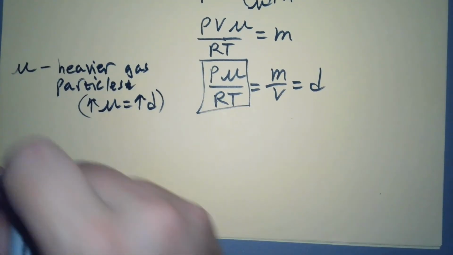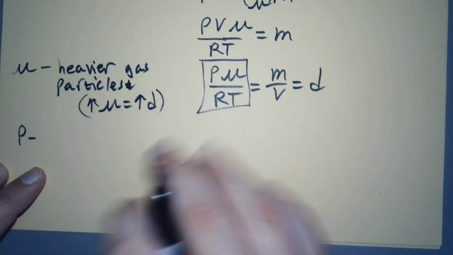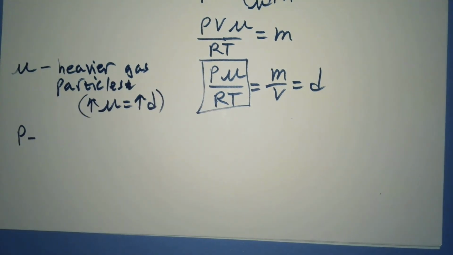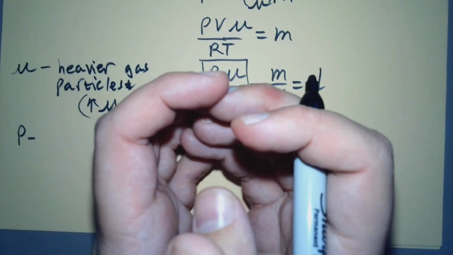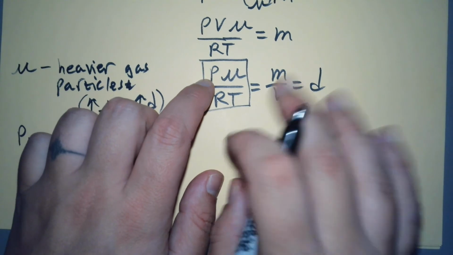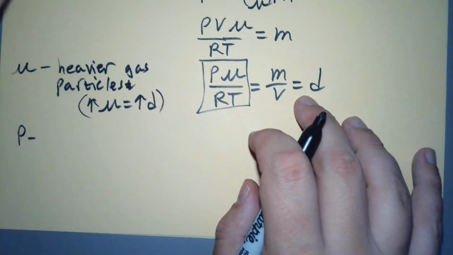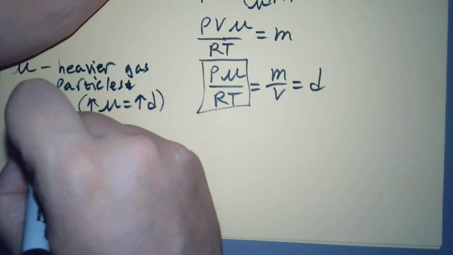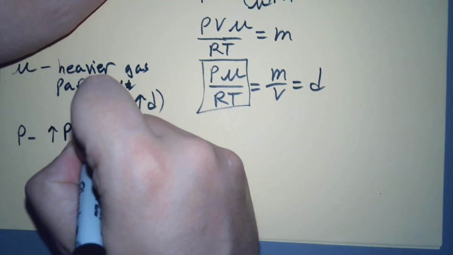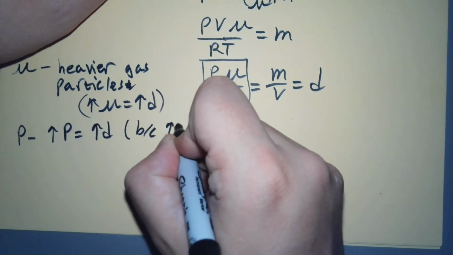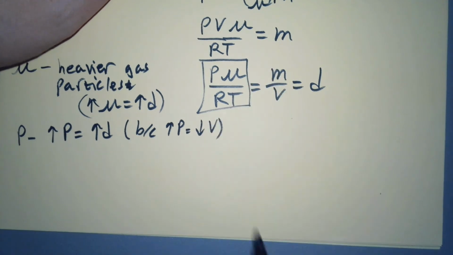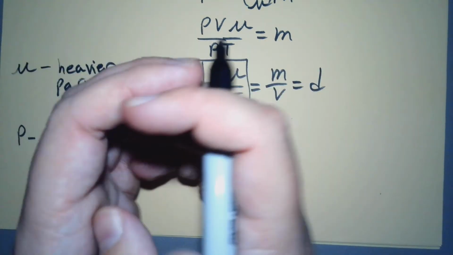What else are we dependent on? Pressure. Okay? So if pressure goes up, our density goes up. Why is that? Well, if pressure goes up, it means we probably shrunk our volume, right? We compressed it, and so it's in a smaller volume. So an increase in pressure equals an increase in density, because an increase in pressure equals a decrease in volume. It's just kind of hidden, right? The molecules are packed more closely together in a smaller space.